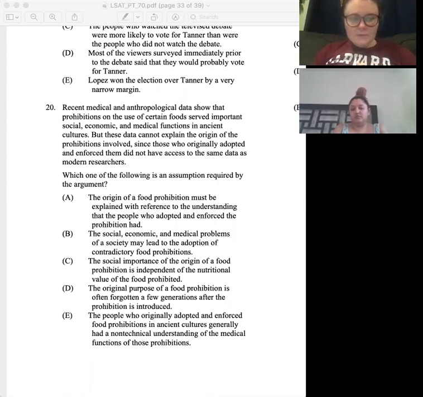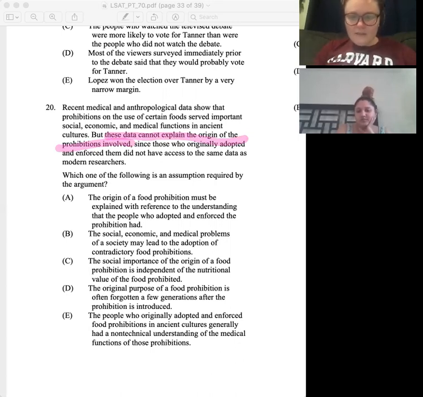But these data cannot explain the origin of the prohibitions involved, since those who originally adopted and enforced them did not have access to the same data as modern researchers. That's stupid. So right away, I go back to finding our conclusion because I know that this is really important. We're saying that this data cannot explain the origin of the prohibitions involved. So what is that really saying? It's saying we can't tell where these prohibitions came from, right?